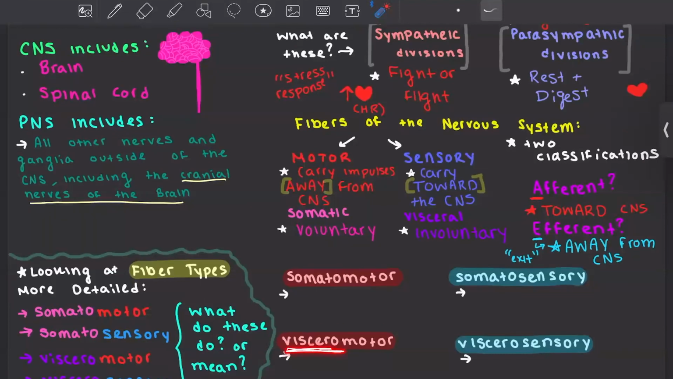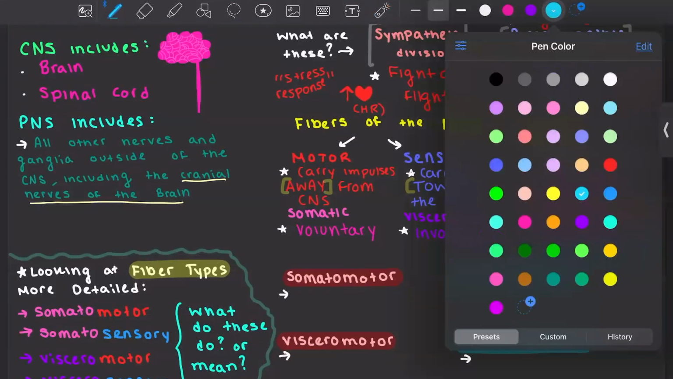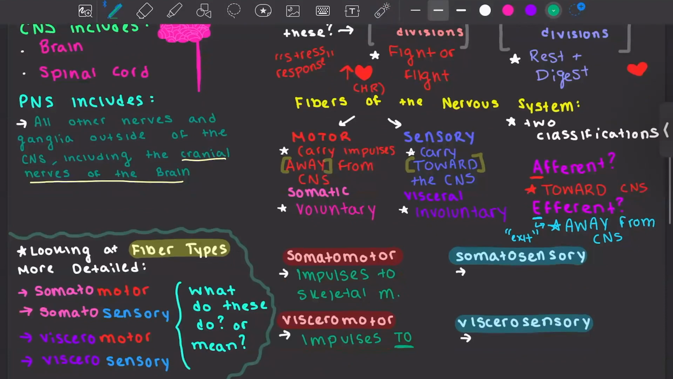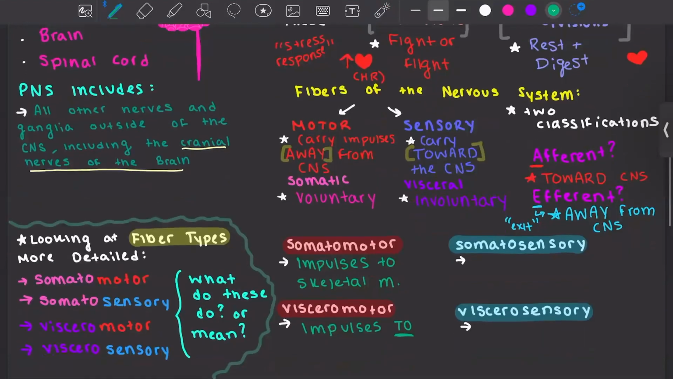Okay, well, I see viscera here. So that's going to be involuntary structures. So I'm just going to write out the definition of these so that it can be seen more clearly. So somatomotor is going to be impulses to skeletal muscle. And I'm just going to do an M for muscle. And then visceromotor is going to be impulses to, right? We're going to the structure from the nervous system because it is motor. So motor is away. Impulses to viscera. And viscera, I like to just think of that as your internal organs.